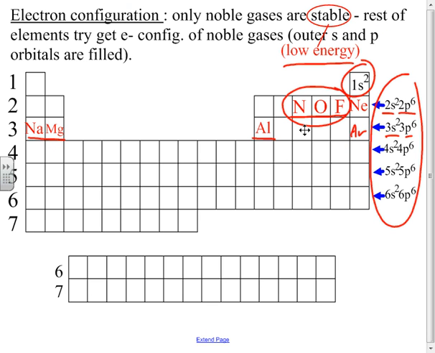And so nitrogen is going to be the largest, or I should say the nitride ion is largest. The oxide ion is going to be smaller. Fluoride ion is going to be even smaller. So we see a decrease from left to right.